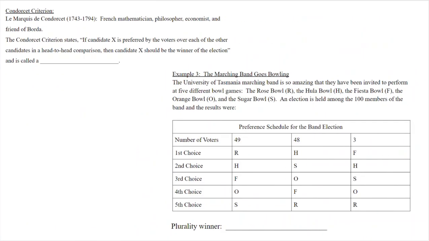So we are going to look at another criterion that is considered to be a rule of fair elections. And this was put forth by the Marquis de Condorcet, who is a French mathematician, philosopher, and economist in the 1700s. And he was a friend of Borda, who we will get to in the next video. The Condorcet Criterion says if candidate X is preferred by the voters over each of the other candidates in a head-to-head comparison, then that candidate should be the winner of the election. And that candidate would be called the Condorcet candidate.